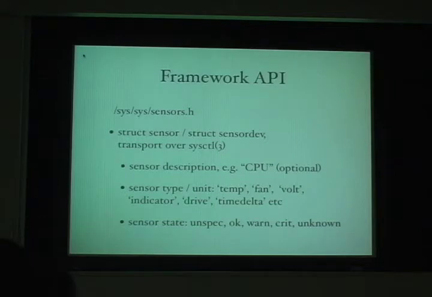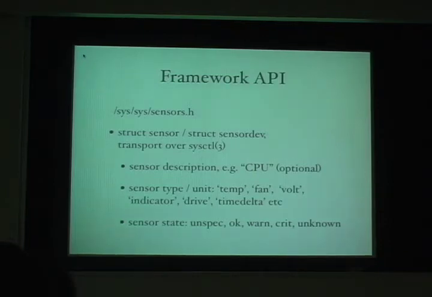So the framework API. The framework API is defined in sys/sensors.h, and there are two data structures, struct sensor and struct sensordev. And the transport is done via sysctl(3). And in struct sensor, we have the sensor description. For example, it could be CPU or external, internal. And the sensor description is optional. So if you don't know what the temperature sensor is used for, then when you write the driver, you shouldn't provide any description for the sensor.